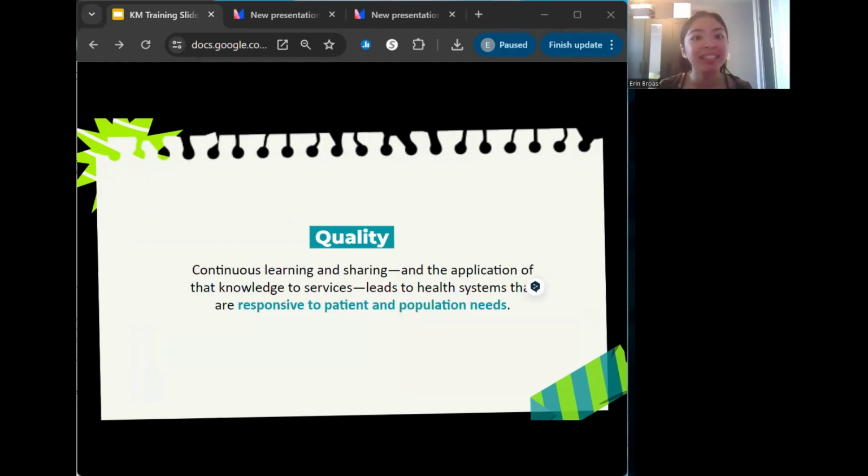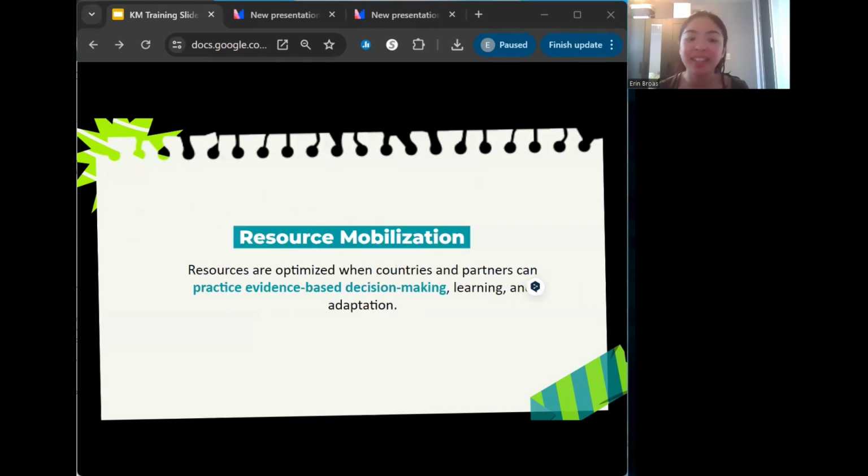In terms of quality, continuous learning and sharing, and the application of that knowledge to services leads to health systems that are responsive to patient and population needs. Knowledge management can also address gaps in information pathways between provider knowledge, provider behavior, service quality, service uptake, and health outcomes. And resources are optimized when countries and partners can practice evidence-based decision-making, learning, and adaptation.